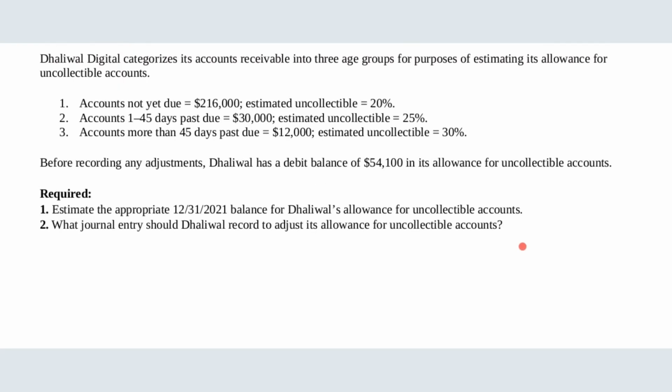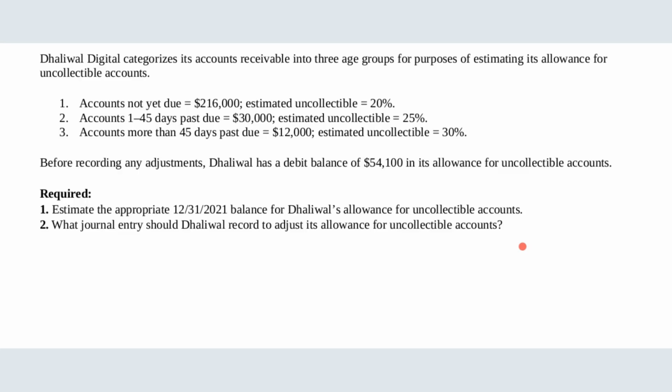All right, and talking about allowance for doubtful accounts, here we are supposed to analyze our aging accounts receivable. Daliwal Digital categorizes accounts receivable into 3 groups. Accounts that are not yet due, the percentage of becoming uncollectible is 20%. That's kind of high, but okay, 20%. Accounts 1 to 45 days is 25%. Accounts more than 45 is 30%.